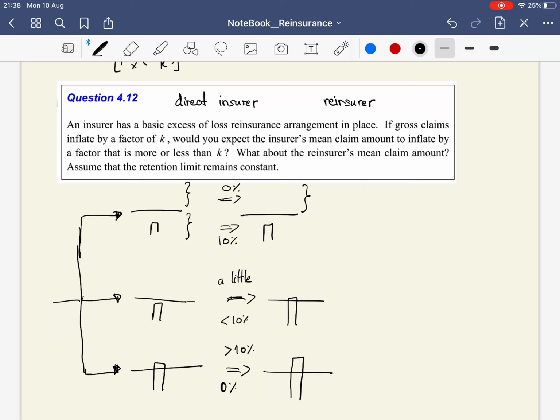So to sum up, if inflation happens at 10%, the direct insurer will have on average less than 10% increase, right? Less than k, in claim. But the reinsurer is going to have a greater than k rise in claim.